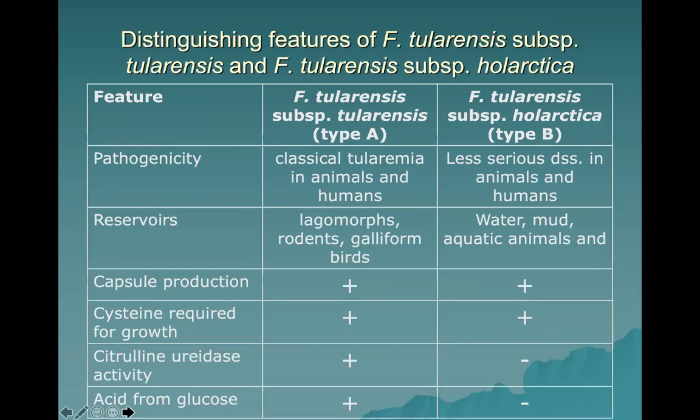So this table shows the distinguishing features of the type A and type B. Type A, which is Francisella tularensis subspecies tularensis, and the type B is the subspecies holarctica. In terms of their pathogenicity, the type A is known to produce more virulent disease in animals and humans. So it is the cause of classical tularemia, while the type B produces less serious disease in animals and humans. The reservoirs are lagomorphs, rodents, galliform birds for the type A. For type B, water, mud, and aquatic animals.